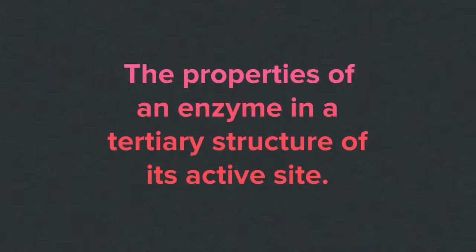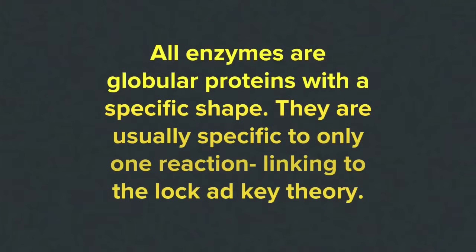The properties of an enzyme lie in the tertiary structure of its active site. All enzymes are globular proteins with a specific shape. They are usually specific to only one reaction. This links to the lock and key theory.